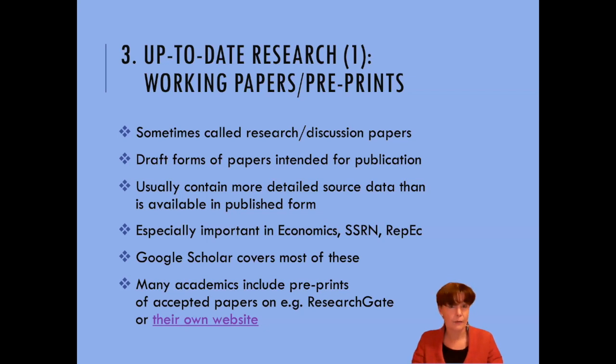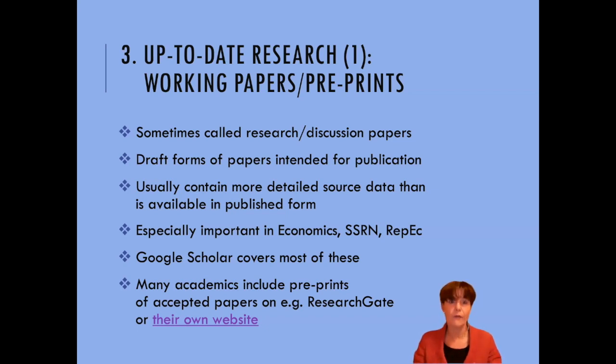So now we know that books and journal articles might not be the most up-to-date source of information. What are we looking at to get the most up-to-date research? Well, first of all, working papers and what we call preprints. They're also sometimes called research papers or discussion papers.